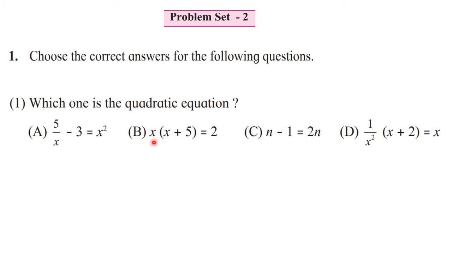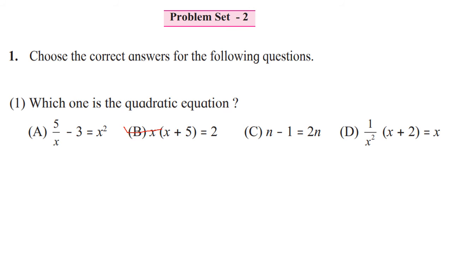X into x is x square. X into 5 is 5x. And this 2 you can shift here. And you will get the equation as x square plus 5x minus 2 is equal to 0, which is a quadratic equation. So we got the correct answer. Okay. So you can say that here option B is correct.